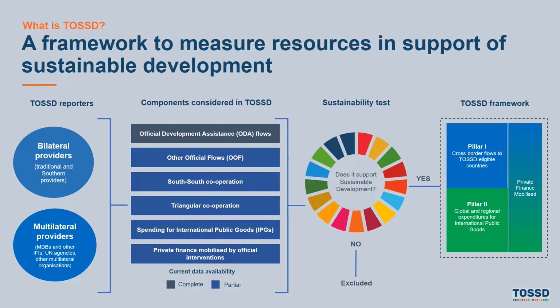So an important element of the TOSSD framework is the sustainability test. Only activities that are considered sustainable are included in the framework. And in the right of your slide, you can see how the TOSSD framework is itself built. So you have Pillar 1 on cross-border flows to TOSSD eligible countries, and Pillar 2 on global and regional expenditures for international public goods. And private finance mobilized is an extension of the two pillars.